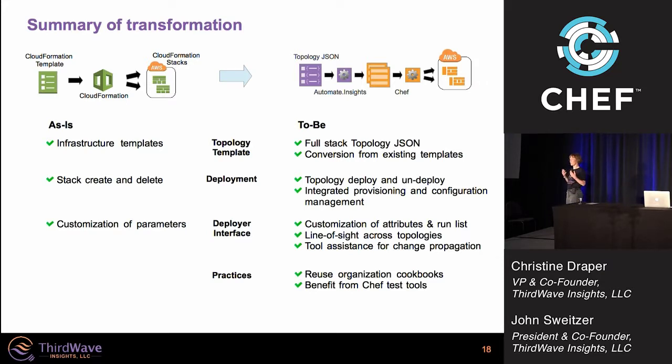They've also got, from the automate.insights tool, an interface that's usable by system deployers who aren't deep chef experts, so they can customize attributes and run lists and have the topologies the way they need them. And they also get some of the capabilities that John referred to, so they can get a line of sight and look across what's going on across a range of topologies and look at whether they're consistent, look at what was different and whether it should have been. And there's also assistance in automate.insights, so when you actually need to go change some value and propagate it all the way through all the topologies and all the nodes, it helps you do that.